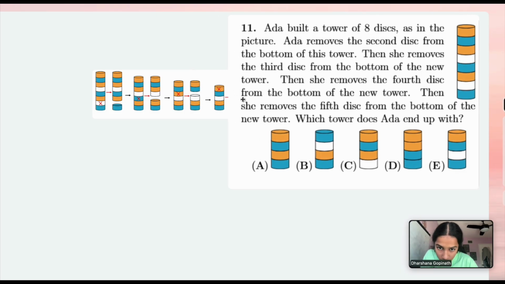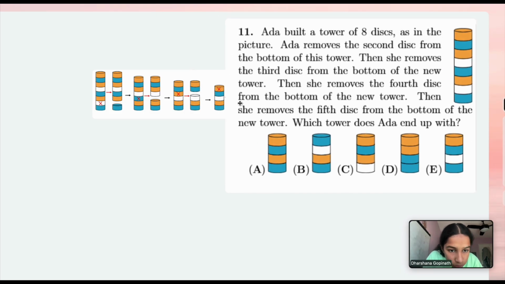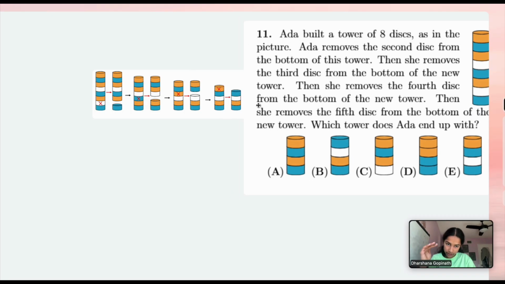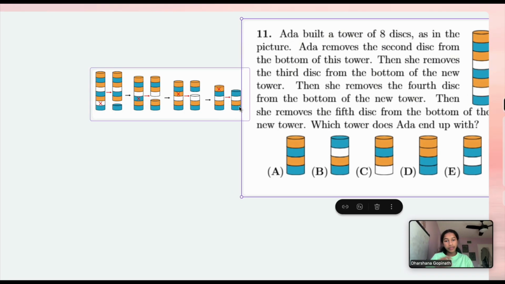And then she has to remove the fifth disc from the bottom of the new tower, which is just the top disc of the newest tower. And then she's left with this. And the only option that matches that is option B. So the answer to number 11 is option B.